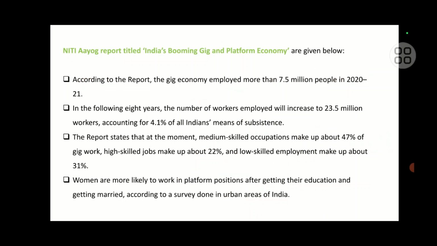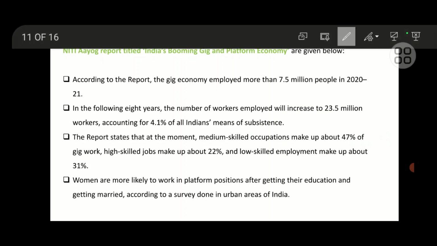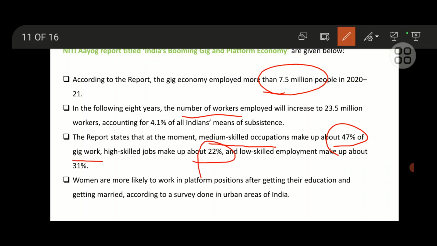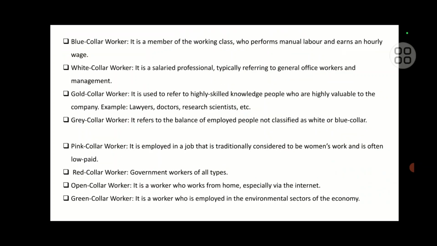Niti Aayog released a report titled India's Booming Gig and Platform Economy. According to the report, the gig economy employed more than 7.5 million people, and the number of workers keeps increasing over time. Medium skilled occupations contribute 47% of gig workers and high skilled only 22%. Women are also getting involved in this gig employment.